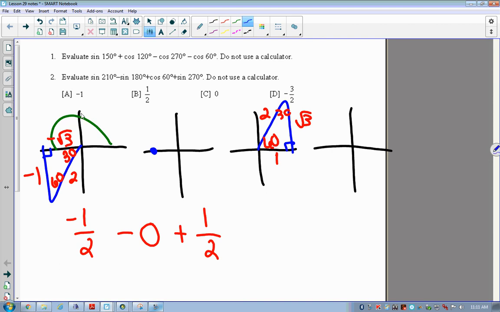All right, 270. Where's 270 at? On the y-axis. Up or down? Down. Negative 1, because we are down. If it had been sine of 90, it would be positive 1. Because my 1/2s cancel out. 0 does nothing. It's so lazy. Yeah, it's a negative 0. Even worse. You're not even 0, you're negative 0.